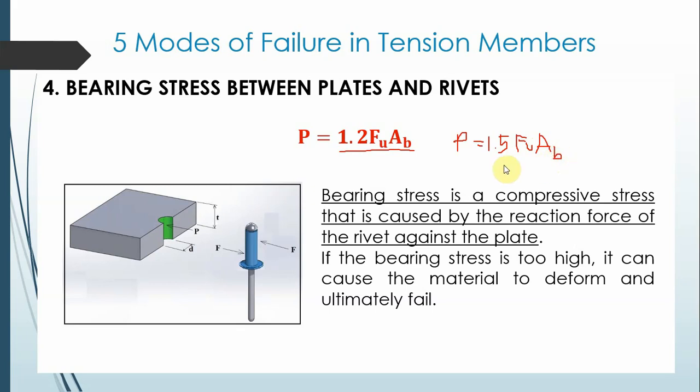Since we all know that for the safe tensile forces allowed for our tension members, we are always reminded that we have to choose the smaller value. If we compare them, F sub U and A sub B are the same, but they differ only in coefficient, which is the 1.2 and the 1.5. So for me, we should just consider 1.2 F sub U A sub B, because it will result in a smaller value. So it's practical that we will be using this one only.